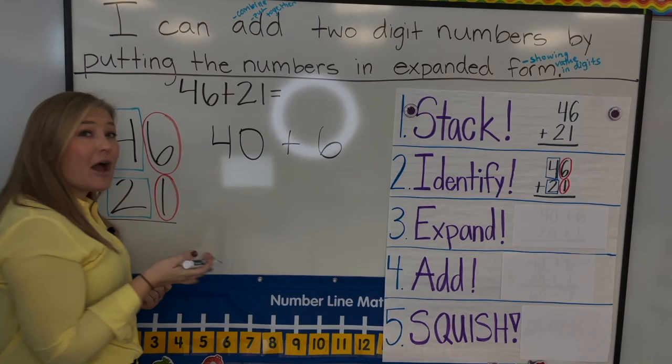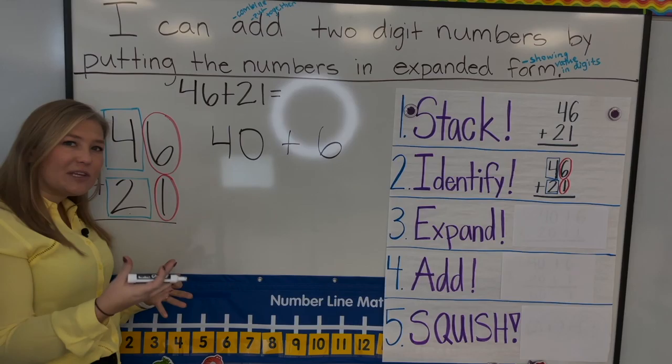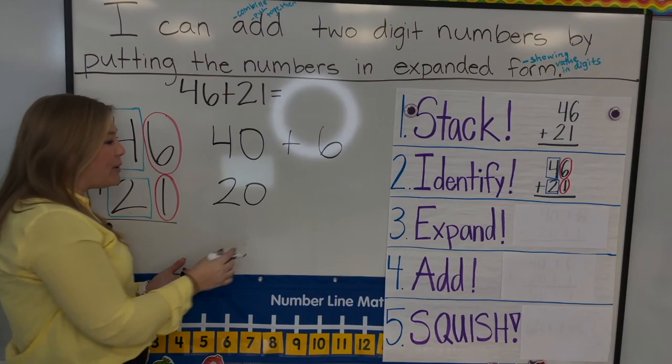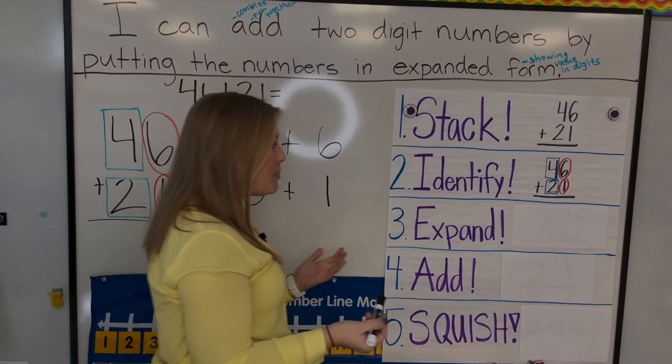Then I have the number 21. I have a two in the tens place, two tens is 20, plus my number in the ones place, which is a one. So now I have put both of my numbers in expanded form. I have already completed step three. We are moving right along.